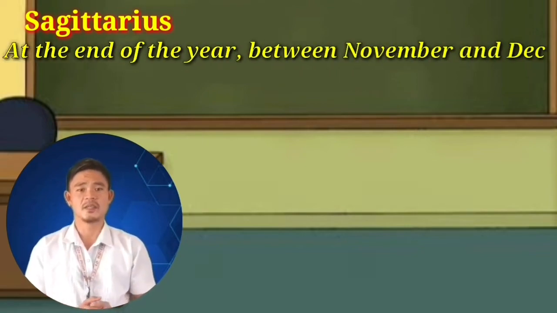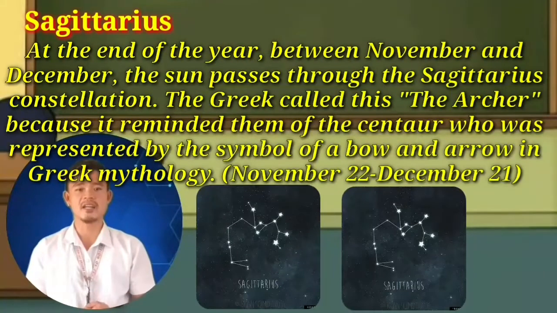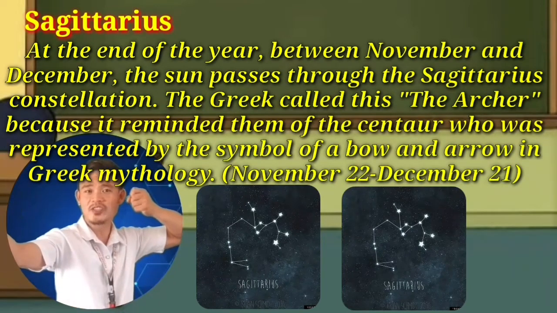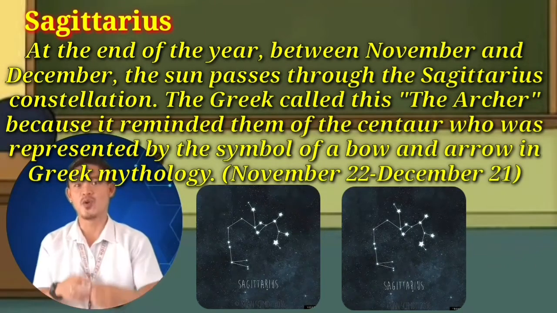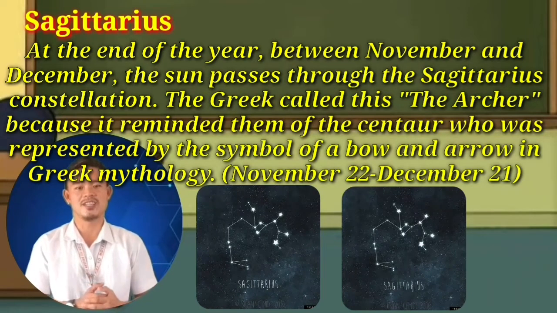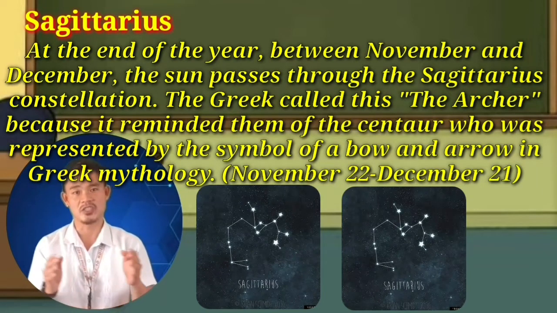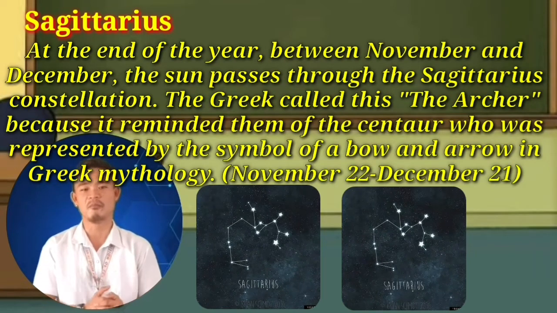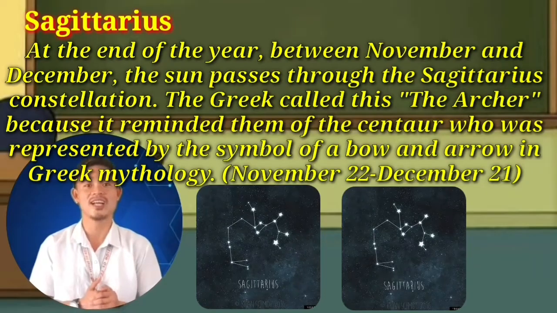Sagittarius, the 12th zodiac constellation. At the end of the year, between November and December, the sun passes through the Sagittarius constellation. The Greeks called this the archer. Sagittarius, the archer. Do you know what an archer is? It is someone who handles bow and arrow. It is called the archer because it reminded them of the centaur who was represented by the symbol of a bow and arrow in Greek mythology. And Sagittarius is a star formation of those who were born between November 22 and December 21.